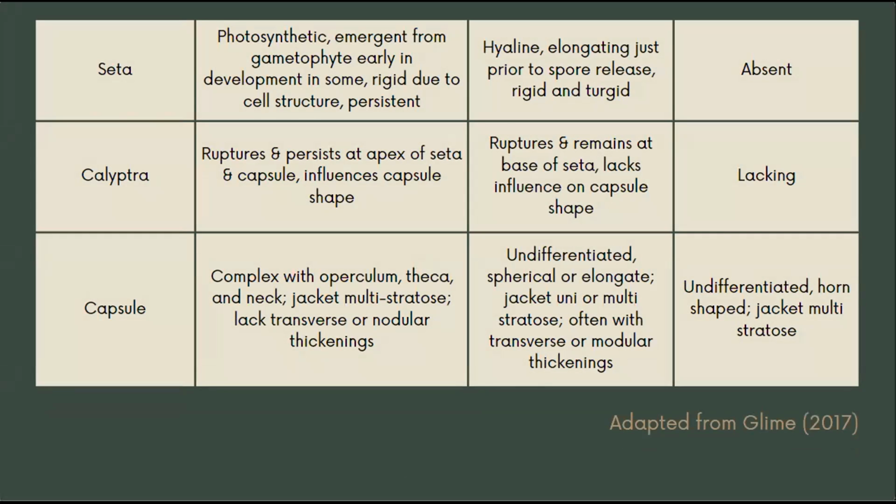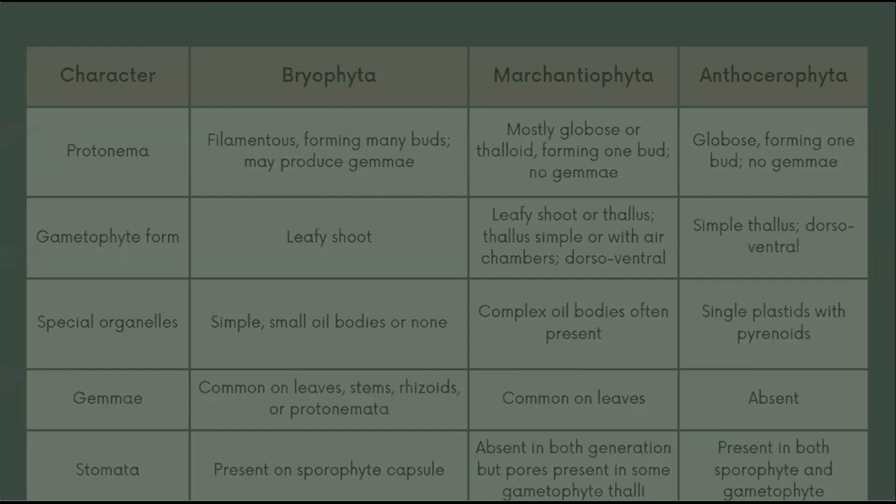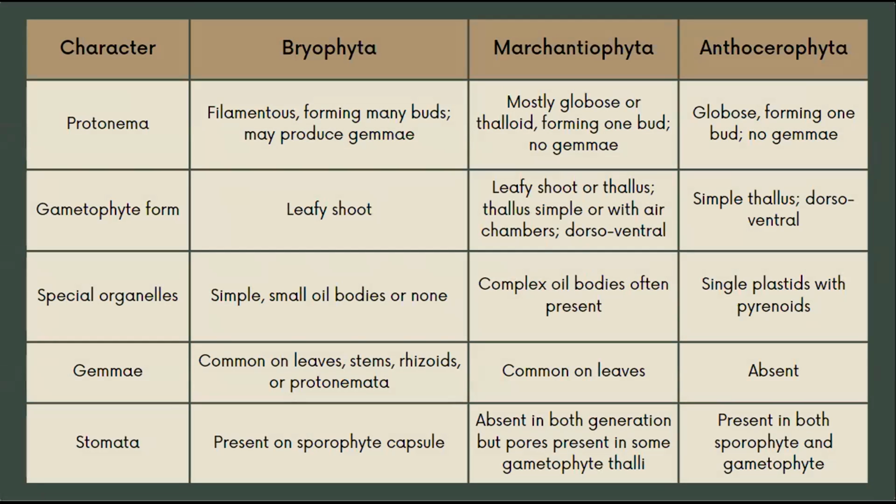The next characteristic is the stomata. Stomata are tiny openings or pores in plant tissues that allow for gas exchange. For Bryophyta, it is only present in the sporophyte capsule. For Marchantiophyta, it is absent in both sporophyte and gametophyte. Instead, pores are present in some gametophyte thallus. For Anthocerophyta, it is present in both generations.